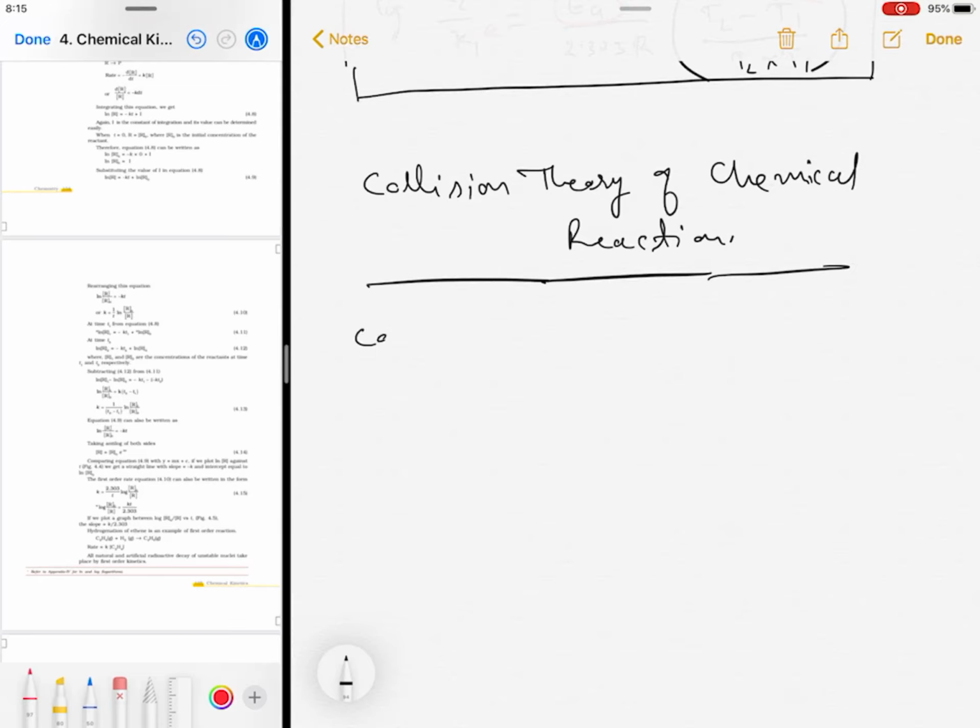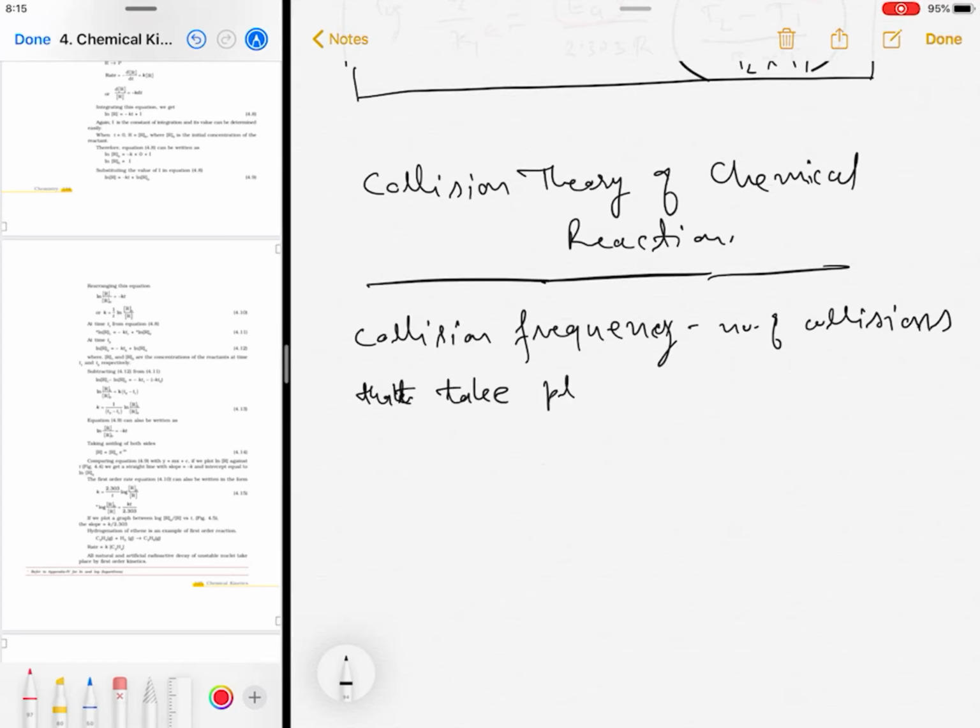Collision frequency is the number of collisions that take place per second per unit volume. So this is collision frequency, and whenever there are effective collisions, then the product will be formed.